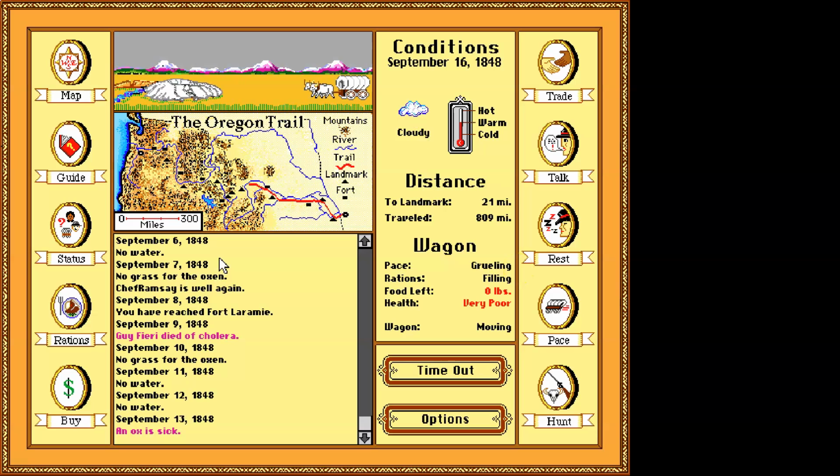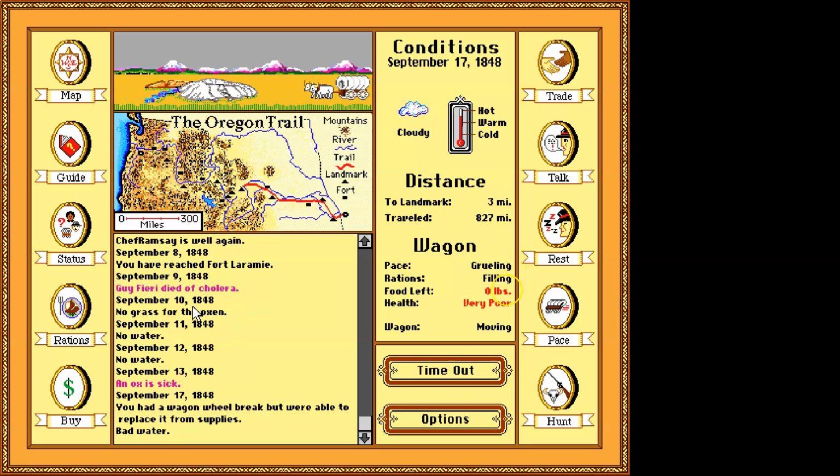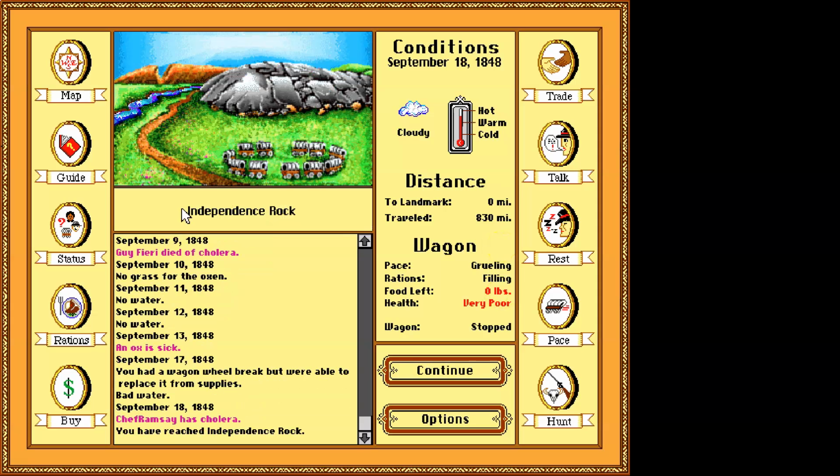Looks like we're almost halfway there, though. On a shoestring budget, I'm doing pretty good. I had a wagon wheel break, but we're able to replace it from supplies. That's what happens when you get the spares. Chef Ramsay now has cholera. And he made it to Independence Rock. Big news. I wish we could add Dwayne "The Rock" Johnson to our crew at this point, but we can't. We're only at Independence Rock. Let's keep moving. This train does not stop.